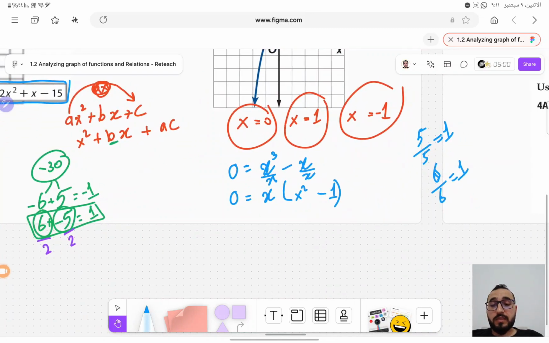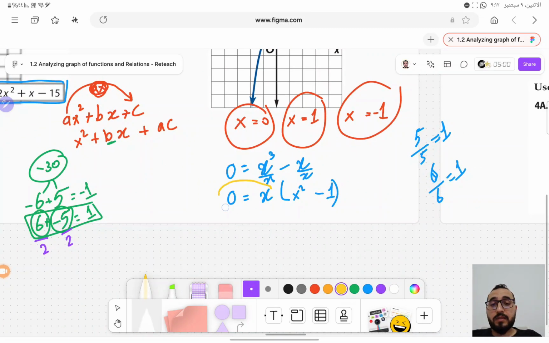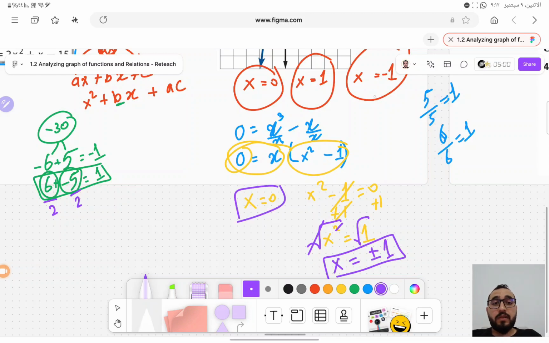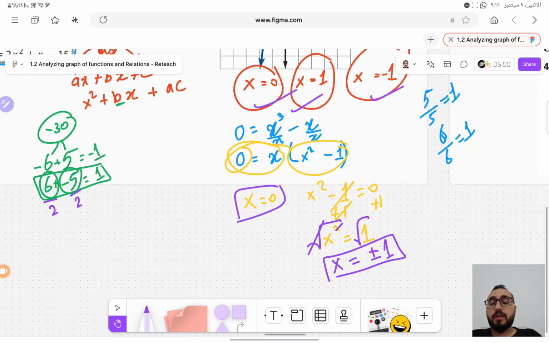So now just take every part equal 0. So x is equal 0. So the first one, x is equal 0. Now take this bracket equal 0. So it will be x squared minus 1 equal 0. So plus 1 for both sides, you will cancel. Then x squared equal 1. Then use square root for both sides. So x is equal positive or negative 1. So this is the same thing: x equals 0, x equal positive 1, and x equal negative 1. So this is what we got previously.